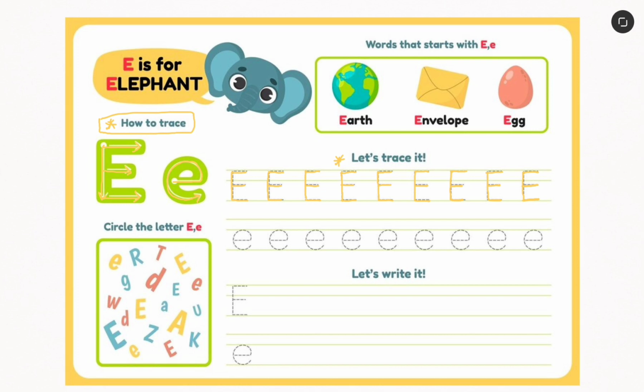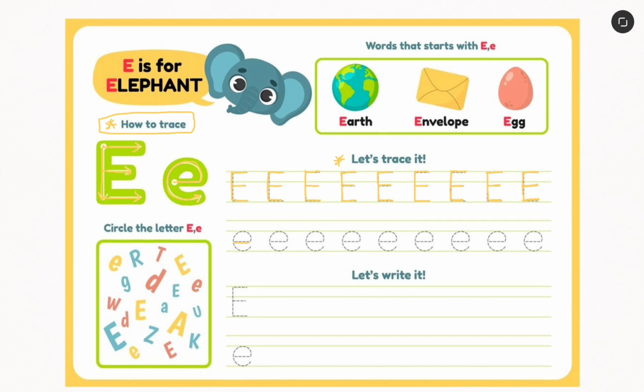Now what of small E? We start from the middle here, we go straight line, and we curve, and we come down. Very good. So let's do that again. We go straight, we curve up, and we come down. Very good. We go straight, up, and down. Straight, up and down. Very good. Straight up and down. Make sure your E is between the second and then the third guidelines given to you over here.